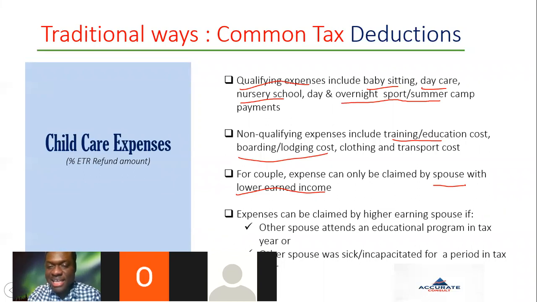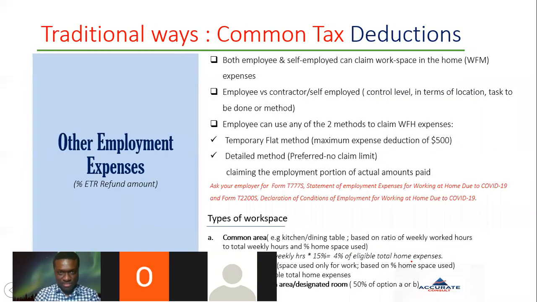But there are some instances where the higher income spouse can claim this. For example, if the other spouse attends school during the tax year or was sick or hospitalized during that period, then for that period they determine the number of months, and the higher income spouse can claim this. The government's reasoning is that this is a direct deduction, so it will benefit more if the higher earning spouse claims this expense. But the government is saying that it's only the lower earning spouse that can claim this particular expense.